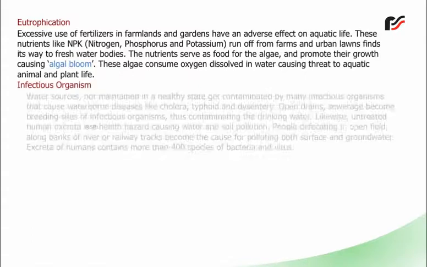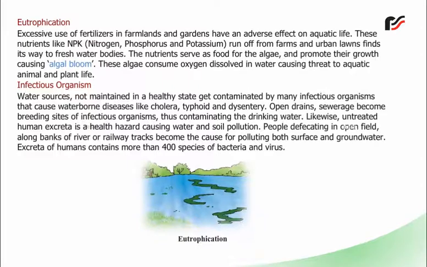Infectious organisms. Water sources not maintained in a healthy state get contaminated by many infectious organisms that cause waterborne diseases like cholera, typhoid, and dysentery. Open drains and sewerage become breeding sites of infectious organisms, thus contaminating the drinking water. Likewise, untreated human excreta is a health hazard causing water and soil pollution. People defecating in open fields along banks of rivers or railway tracks become the cause for polluting both surface and groundwater. Excreta of humans contains more than 400 species of bacteria and virus.